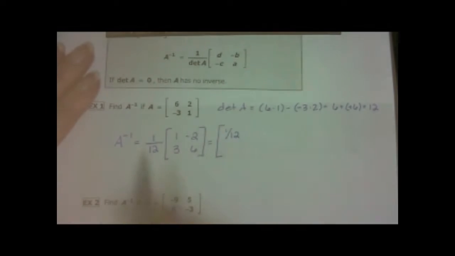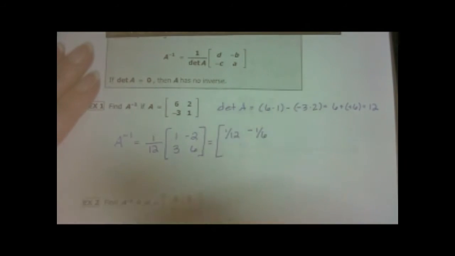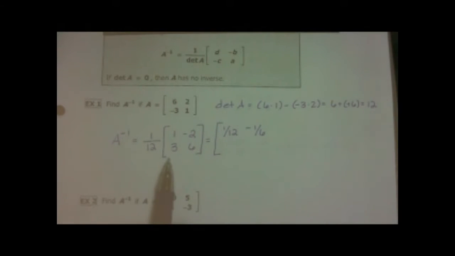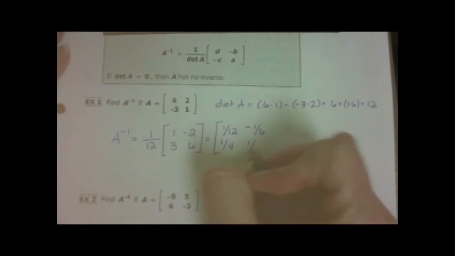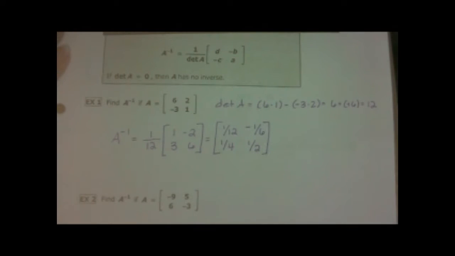And this is just scalar multiplication. So 1/12 times 1 is 1/12. 1/12 times -2 is -2/12, which is -1/6. 1/12 times 3, which is 3/12, which simplifies to 1/4. And 1/12 times 6, which is 6/12, which simplifies to 1/2. And there we have our inverse matrix.